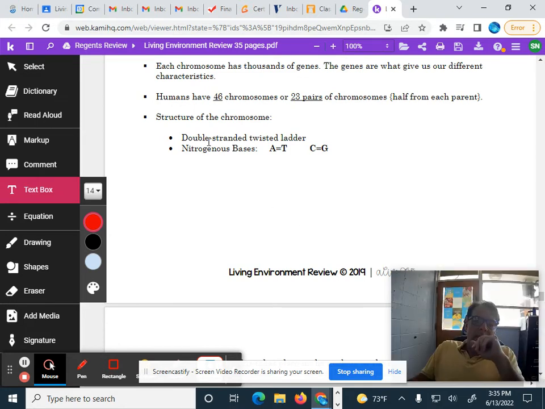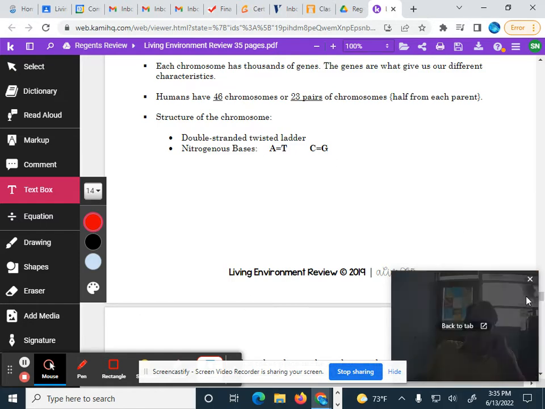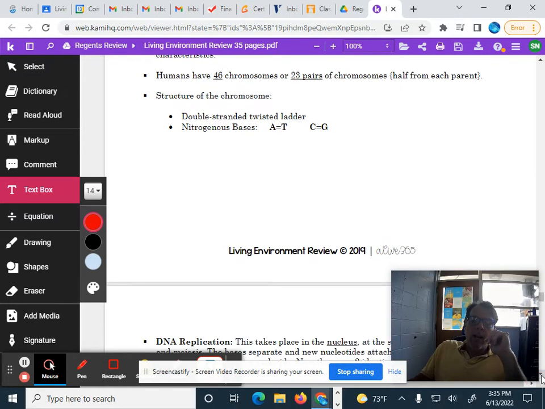Chromosomes are made of DNA, which is a double-stranded twisted ladder. Don't forget how they bond: A with T, C with G. If you're RNA, there is no T, it's A with U.